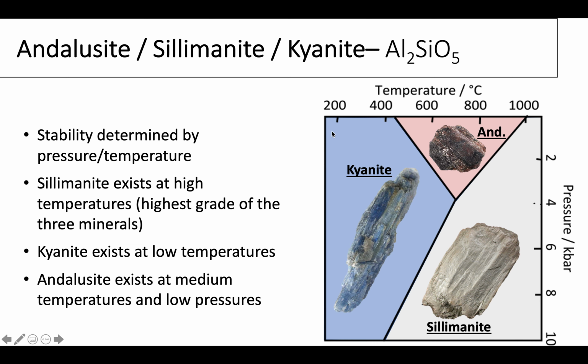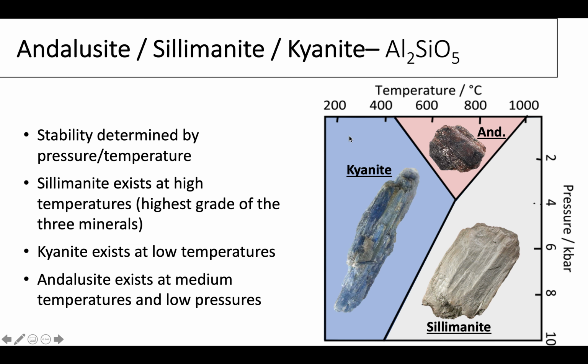Kyanite exists at low temperatures. So you'll never find kyanite in a rock that's been heated to more than about 700 degrees Celsius. And then andalusite exists in this kind of middle temperature range and low pressures. And so of these minerals, kyanite's probably going to be the most common overall, just because it's the one that exists at conditions closest to surface conditions, so low temperatures and low pressures.